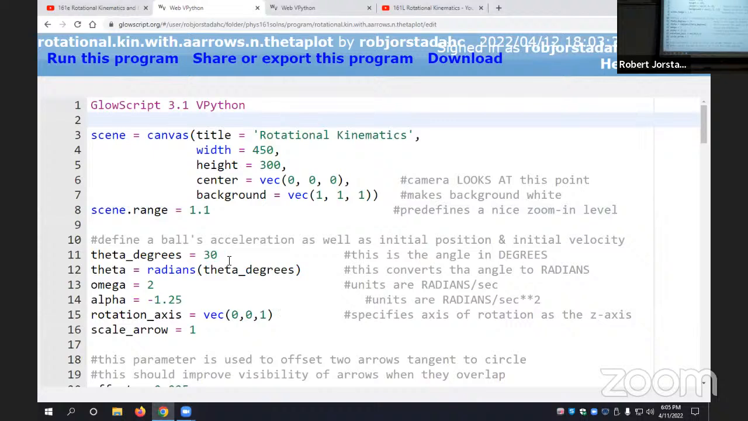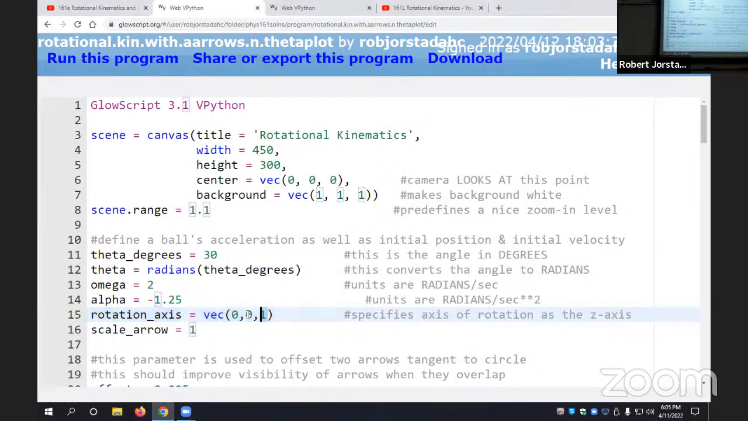Notice I chose a theta initial that's not 0. So my delta theta would be whatever. I immediately convert it to radians. Omega is a scalar here, and alpha is a scalar here. And what I'm going to do is specify the rotation axis. So notice if you want to code stuff, you immediately have to do the vector notation. So omega, the vector, is going to be omega times the rotation axis.